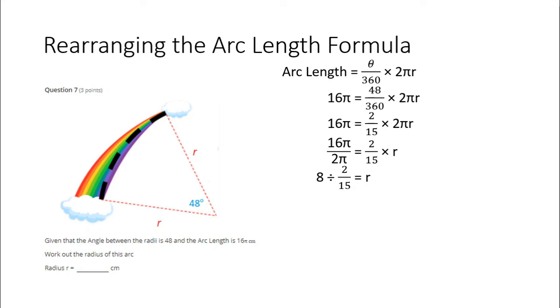However, if you like practicing your mental math, and I hope you do, remember that to divide by a fraction, we flip it and multiply. And when you multiply a whole number by a fraction, we only need to multiply the top. 8 times 15, that gives us 120, and 120 over 2 is 60. So the radius is 60 centimeters.